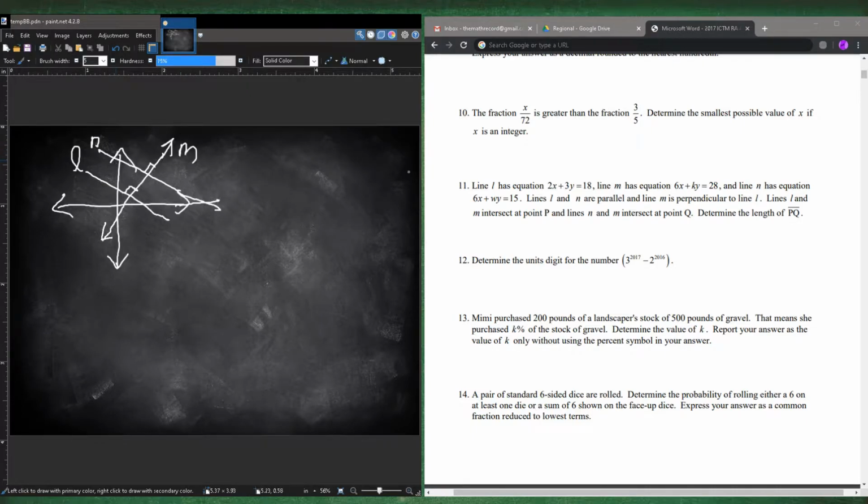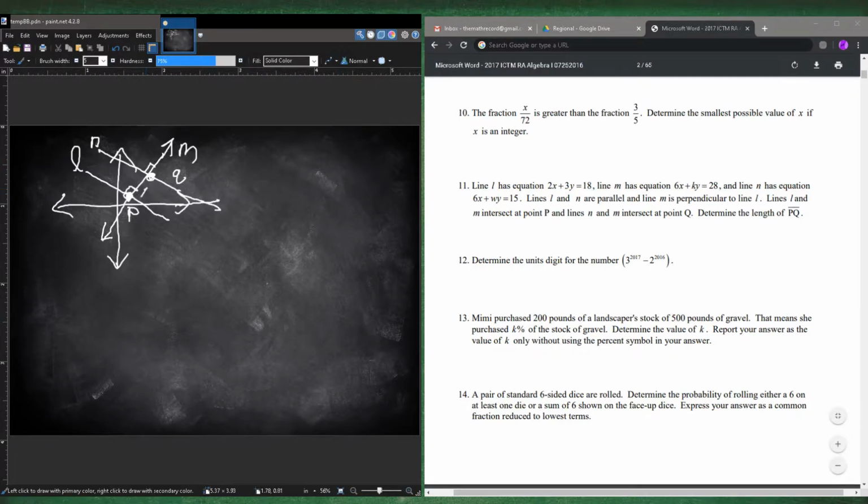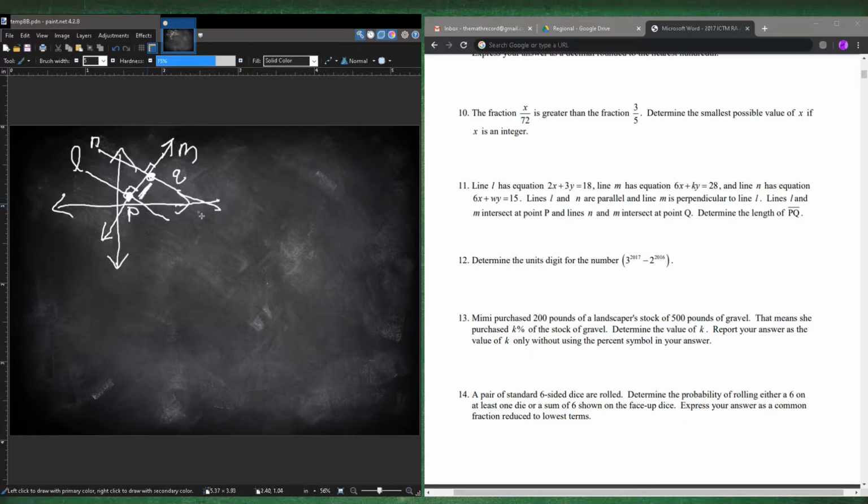Line L and line M intersect at P. So that's P. And line N intersects M at Q. Determine the length of PQ. So we need to find this length right here.